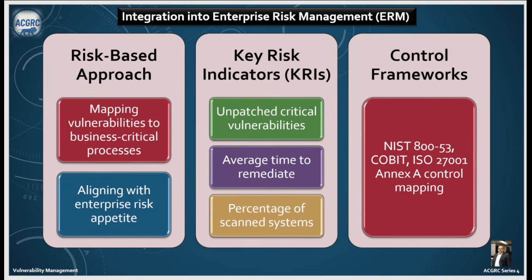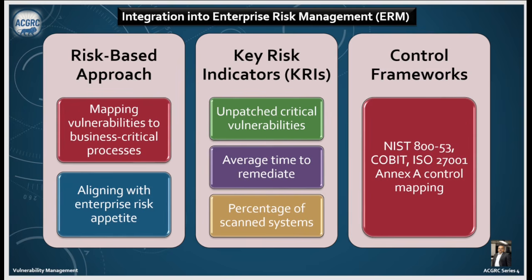The next is KRI, or tracking the key risk indicators. A vulnerability management program can supply ERM with cyber KRIs like the number of high risk vulnerabilities open for more than 30 days, what the patch compliance rate is, how many systems are scanned against the total systems, or the time to detect and fix a vulnerability. These indicators help measure and monitor risk levels over time.